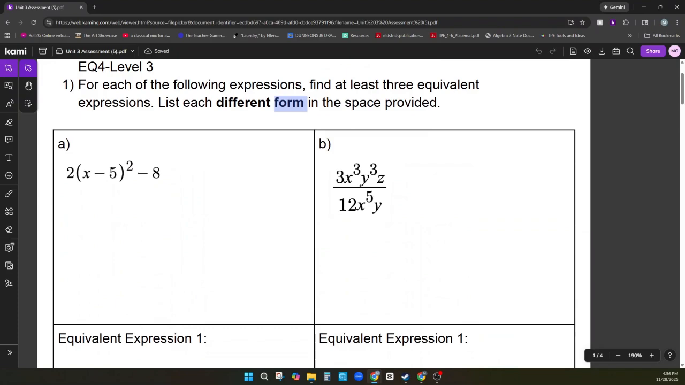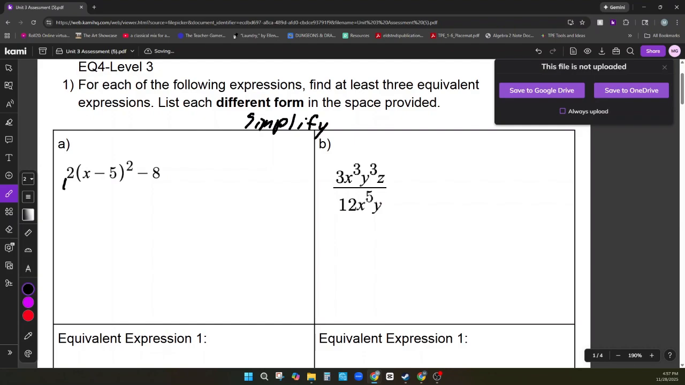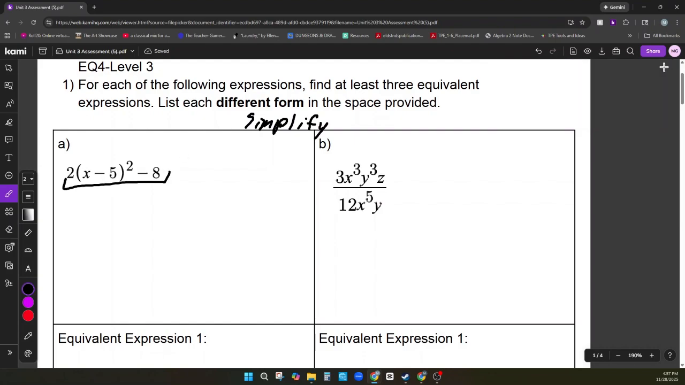So, looking at A, we are given the expression 2(x minus 5) squared minus 8. What I am expected to do here is to find a different form of this expression that is still equal to this expression. So I'm changing the form, and the way I'm going to do that is by simplifying. The name of the game for both of these is going to be to simplify. The way we simplify is going to take two different forms. Simplifying for our expression A is going to be using PEMDAS, or order of operations.